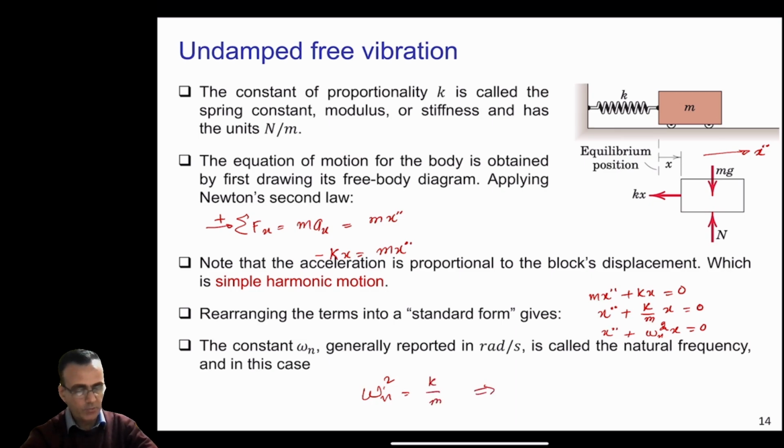So if you want to calculate the natural frequency, it will become k divided by m under the root. So the natural frequency is just the square root of k divided by m. This means that if you know the stiffness and the mass, you can calculate the natural frequency, and the units here will be radian per second.